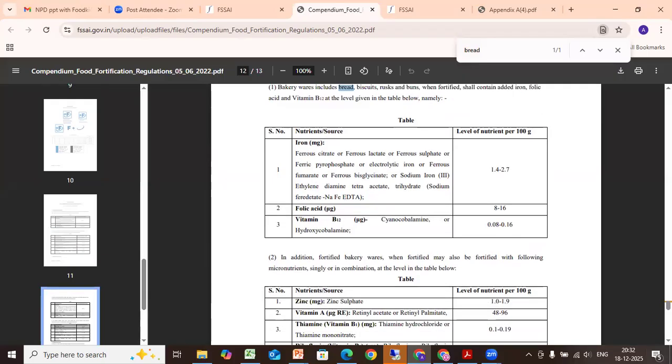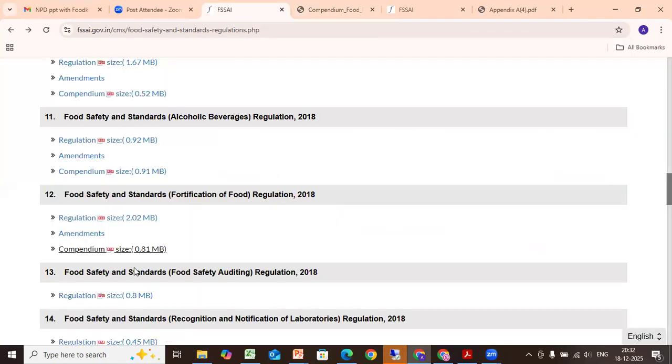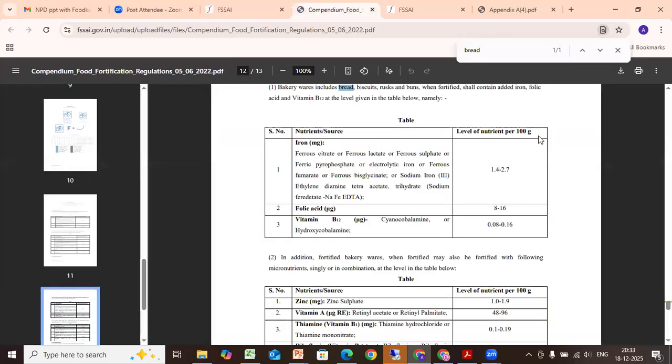Sir, can you see the screen here? Can you see this PDF file? Nutrients and the levels are given. It's taken from the FSSAI website. Go to the food safety regulations. You get the fortification of food regulation given. You open the compendium, and then type just bread and search for it. You can add iron, this is the limit for it. You can add folic acid, there's a range given. There is vitamin B12.